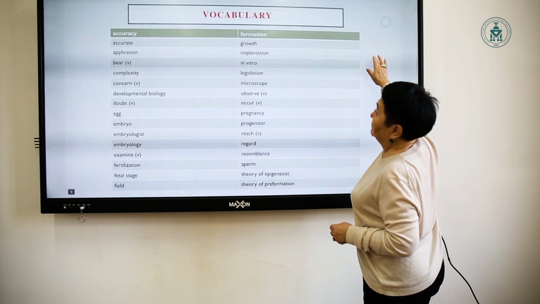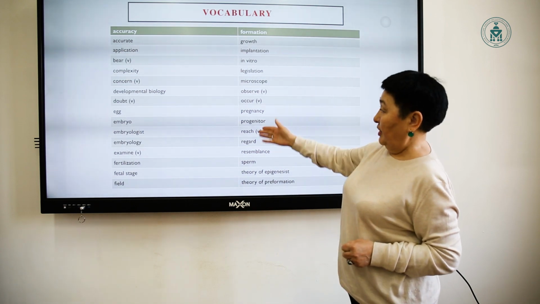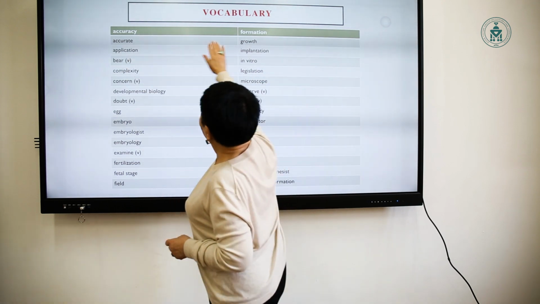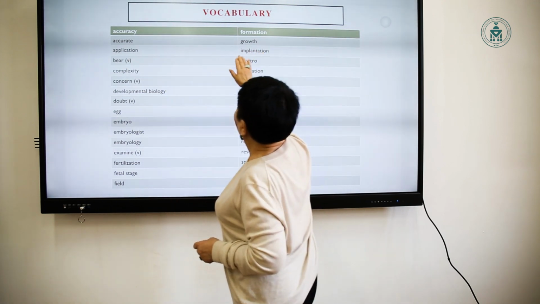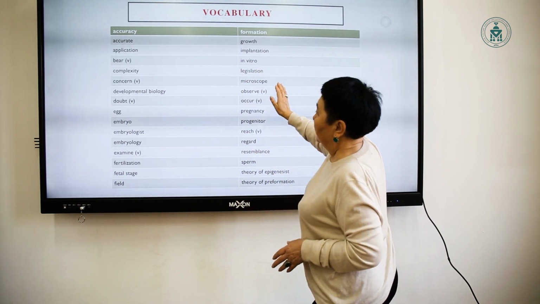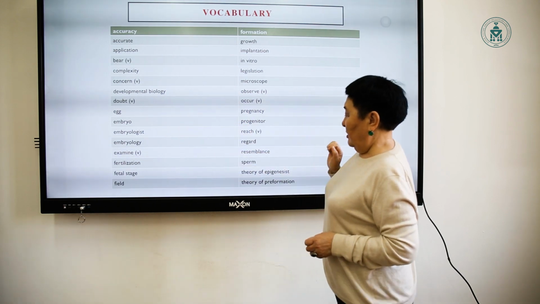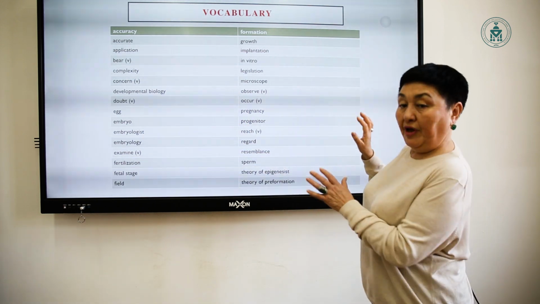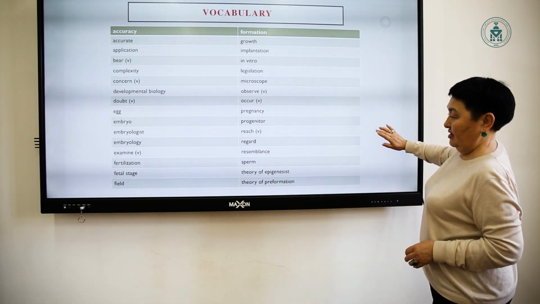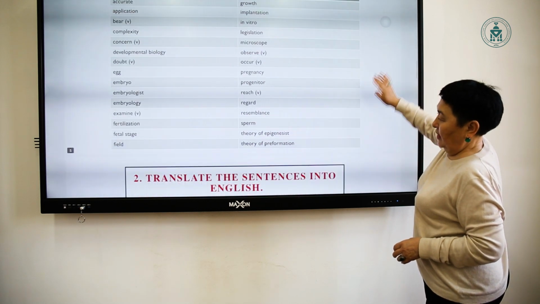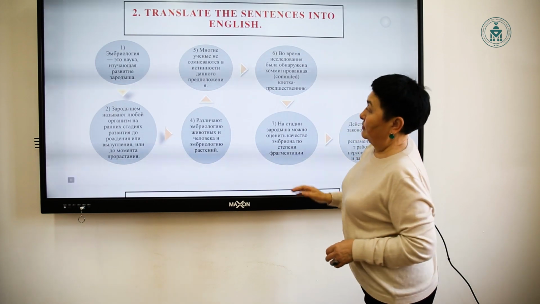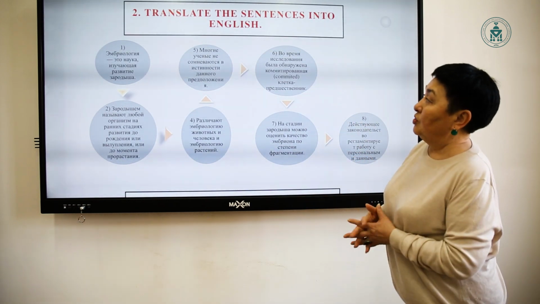The next slide shows vocabulary. Vocabulary, for example, accuracy and formation, accurate, growth, application, implantation, all just, I think, topical words of embryology they have to use in their speech, in the sentences. The next one, how to use these new words.